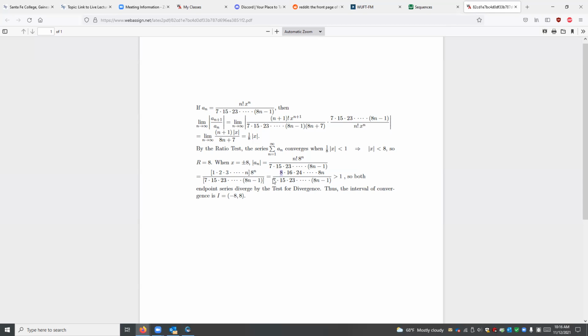And then they're grouping these. They say 8 over 7 is bigger than 1, 16 over 15 is bigger than 1, 24 over 23 is bigger than 1, and 8n over 8n minus 1 is bigger than 1. So because the terms of a_n are all bigger than 1, the limit of the a_n could not possibly be 0. In fact, you could deduce from this that the limit of the a_n is going to be 1 when you plug in positive 8 and DNE when you plug in negative 8. So they're actually doing the same thing.